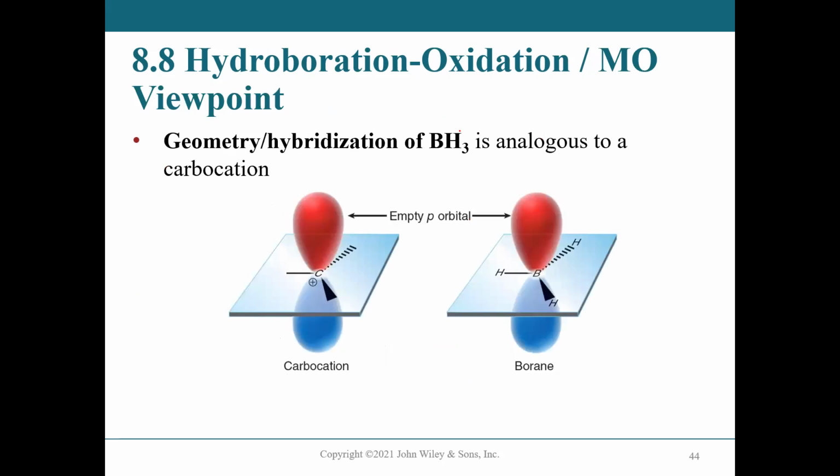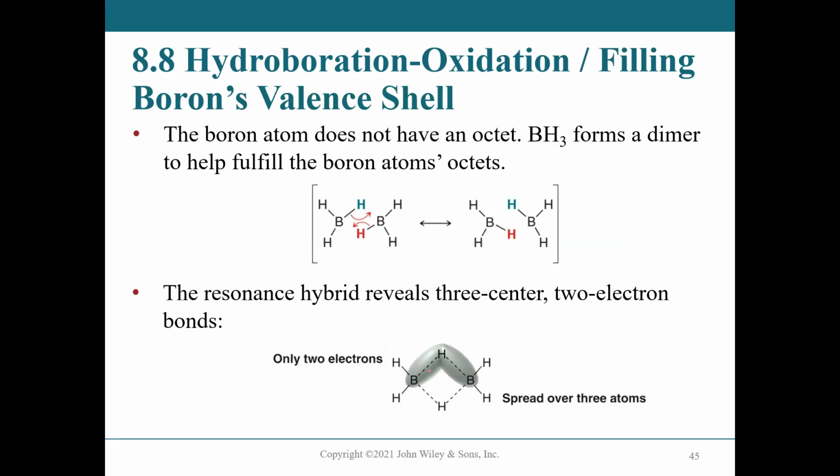Here's the geometry and hybridization of BH3, which is analogous to a carbocation. You can see the borane versus the carbocation. It has an empty p orbital, and what this does is they form dimers with each other. You can see this boron-boron dimer right down here. The resonance hybrid reveals 3-center 2-electron bonds. The boron atom does not have an octet. You can count 2, 2, and 2, that'd be 6. So BH3 forms a dimer to help fulfill the boron atom's octet.